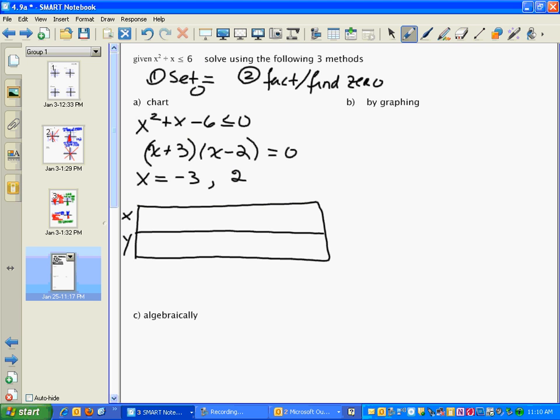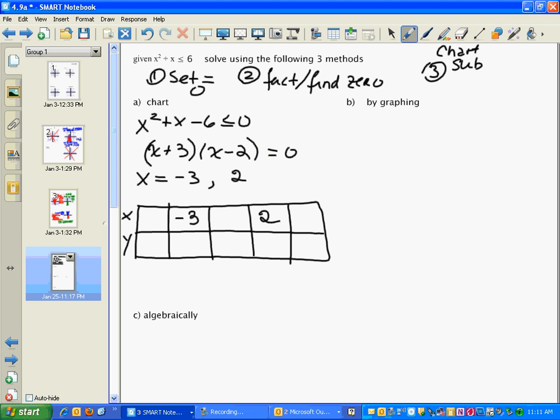So if we're going to do a chart, what we're going to do is do an XY chart. And we're going to alternate our values, and please make sure that you put them numerically correct. Don't put 2 to the left of negative 3, because that's not going to make any sense with your answer. We're leaving spaces in between those zeros. Okay. Now for the chart method, we're going to do some substitution.